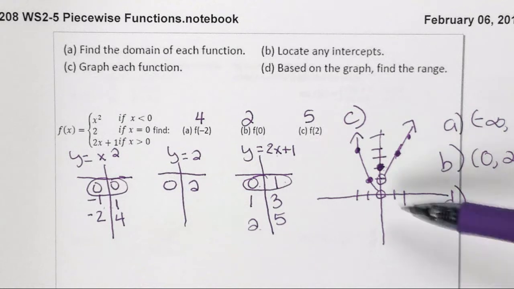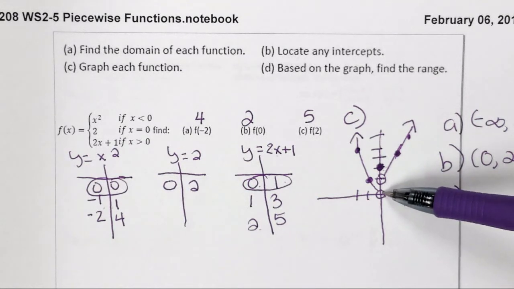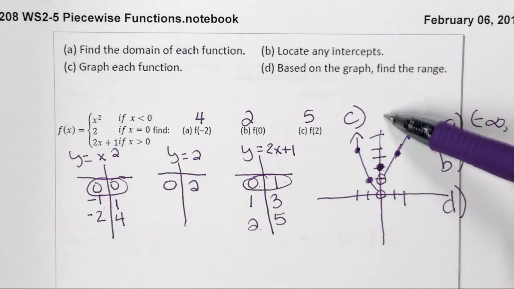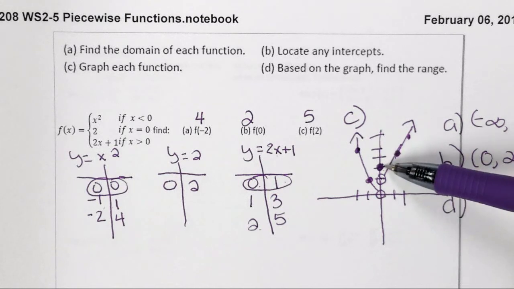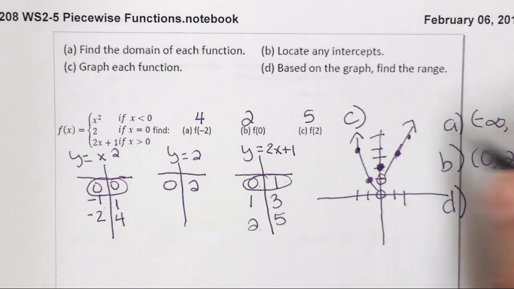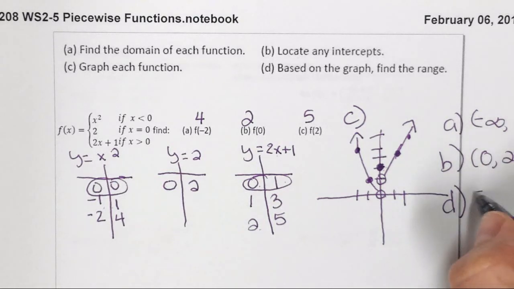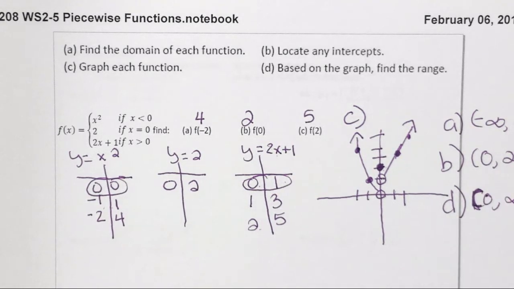D wants to know the range. Well, it looks like I'm going to be everything bigger than 0, but not including, oh no, I do include 0 right there. So everything bigger than 0. But my y value is not 0, so it's going to be open parentheses, 0, comma, to infinity.